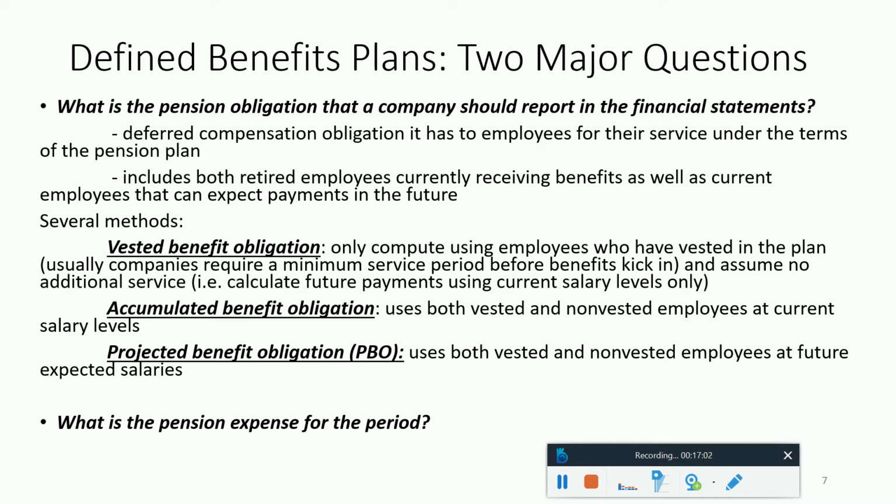So when it comes to the pension obligation, this is basically the deferred compensation that we need to pay to employees for their service under the terms of the pension plan. So think of this kind of as, when you're an employee, right, and you earn vacation, every day of vacation that you earn gets a debit to vacation expense and a credit to the vacation liability.